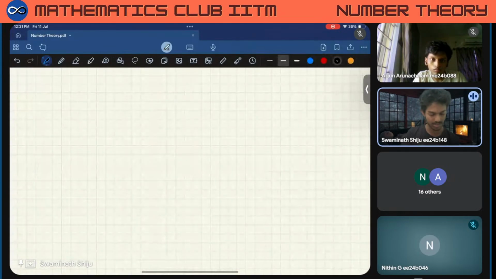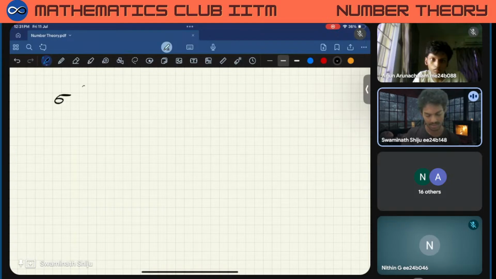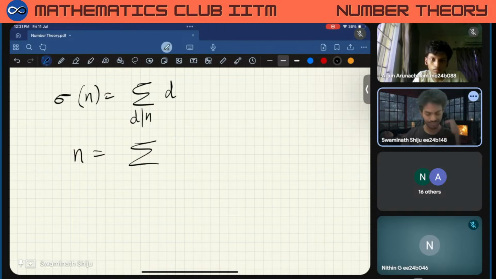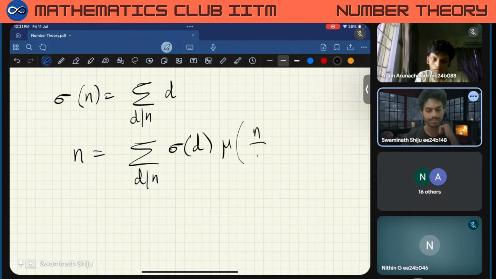Let's try for sigma also. Sigma n is sum over d dividing n, so we should get that n is equal to the sum over d of d mu of n by d. Right? Seems legit. Should work.